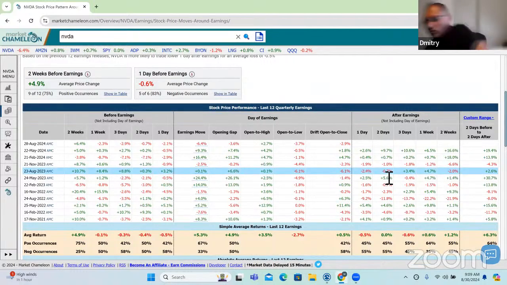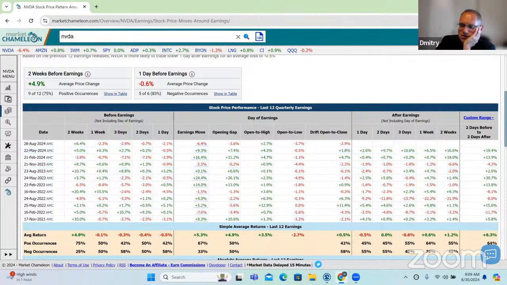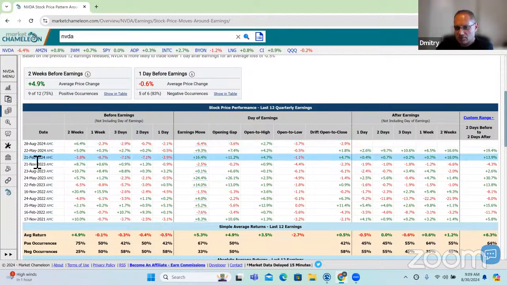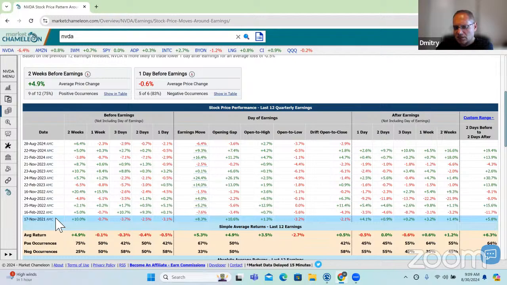Now what we have is this table, with historical earnings dates for NVIDIA on the left-hand side. This table is already preset, so it goes back 12 quarters, so like 3 years of data. And on each of these historical earnings dates, it looks at the performance of NVIDIA from different reference points, different starting points to different ending points.